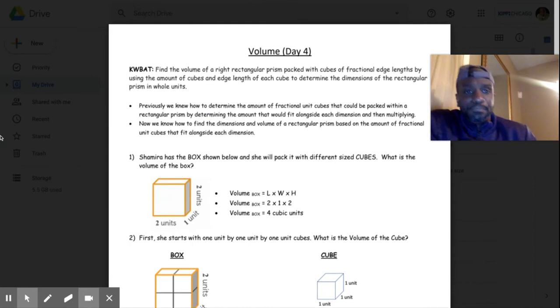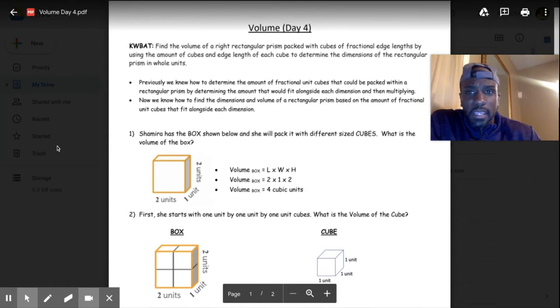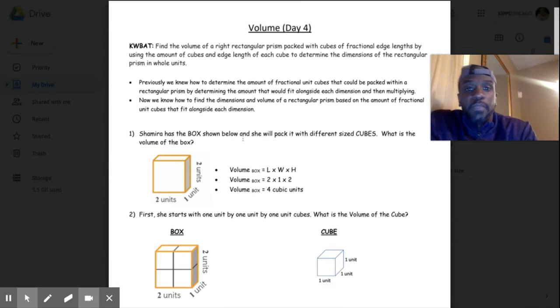So here we go. For my example today, I'm going to use Shamira. Shamira has a box shown below. She would like to pack it with different ice cubes. Okay, so she wants to pack this box with different ice cubes. Now, first she has to find the volume of her box.